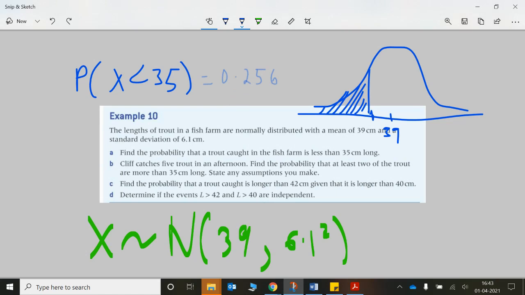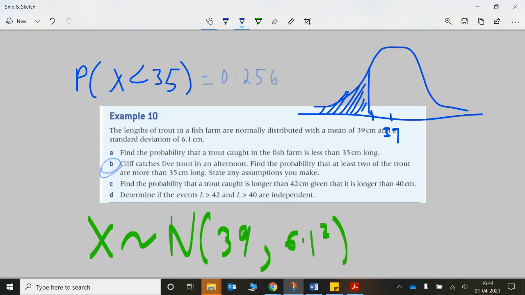So part B says, Cliff catches 5 trout in an afternoon. Find the probability that at least 2 of the trout are more than 35 centimeters long. State any assumptions that you make. Okay, so he catches 5, and we're now interested in whether at least 2 of the trout are more than 35 centimeters long.